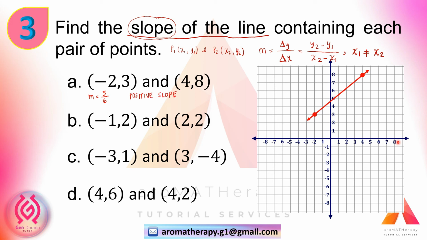Okay, next. For letter B, where is (-1, 2)? Okay, very good. And (2, 2). It is on quadrant 1. Then you connect. So what is the slope? M is equal to 0. So take note that horizontal line indicates 0 slope.